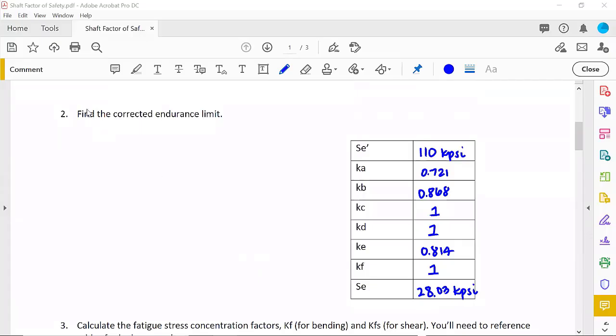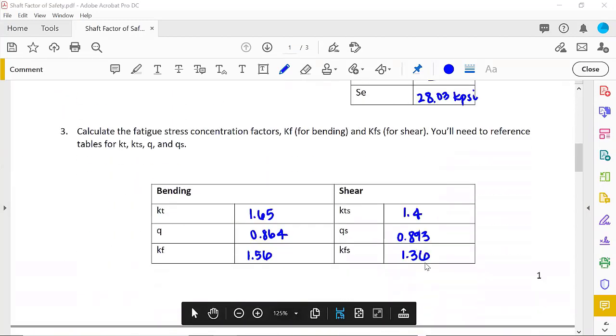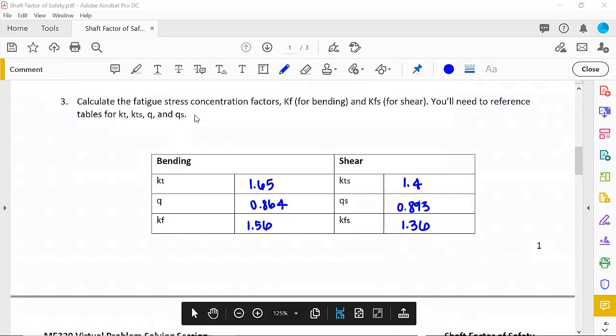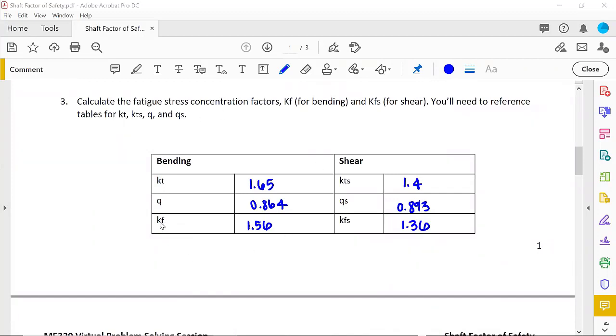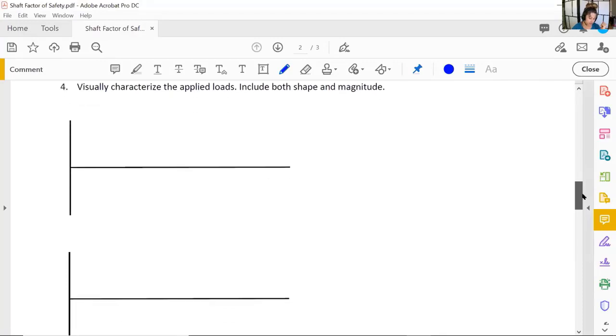So we can record our answers, find the corrected endurance limit. So this is similar to what you would report on your assignment. And then calculate fatigue stress concentration factors. So again, KF 1.56, so that's our bending fatigue stress concentration factor. KFS 1.36, that is our torsion or shear fatigue stress concentration factor. So visually characterize the applied loads, include both shape and magnitude.